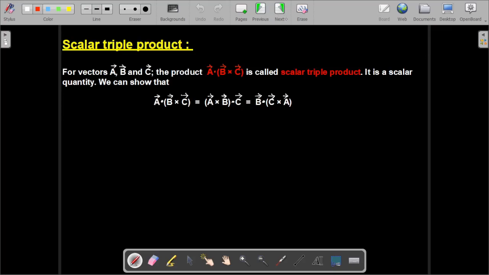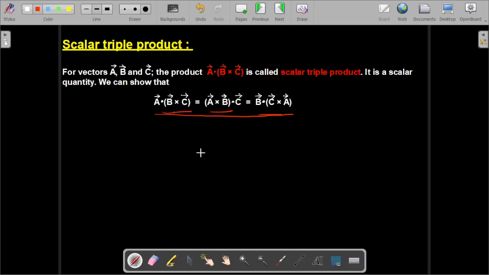That means this time we are going to multiply three vectors. There are two types of products. One is vector product and another is scalar product. First we are going to discuss the scalar triple product. Suppose I take this. The meaning of this is that these three are the same. The values of them are equal.